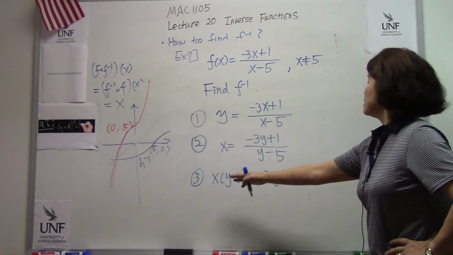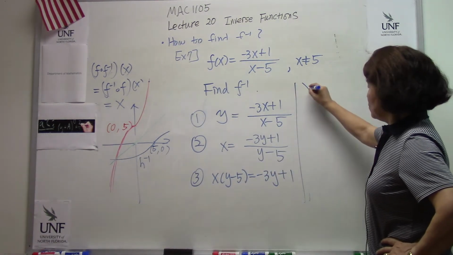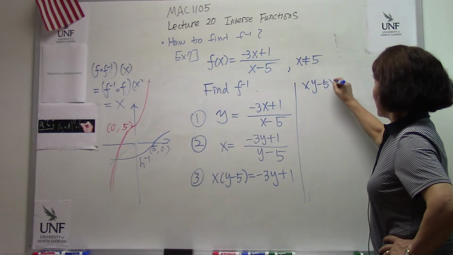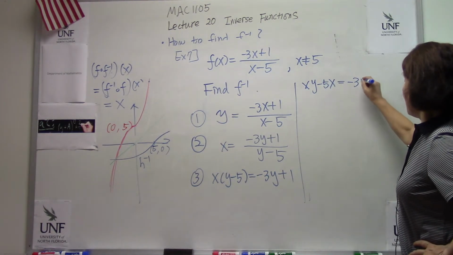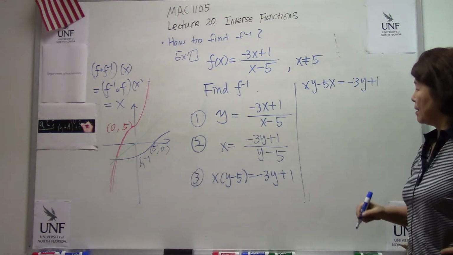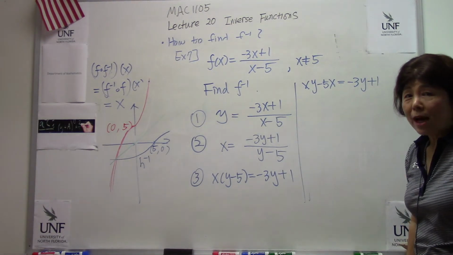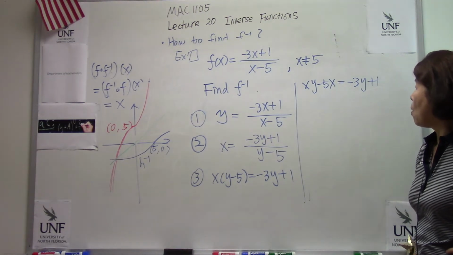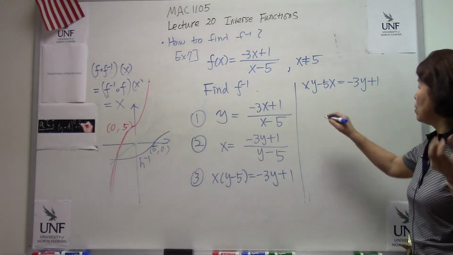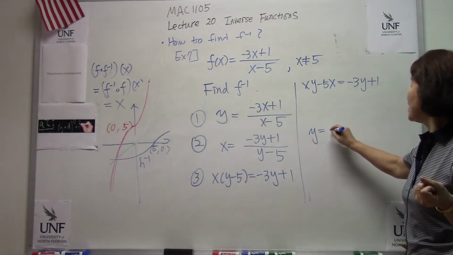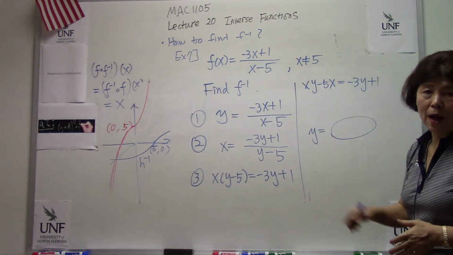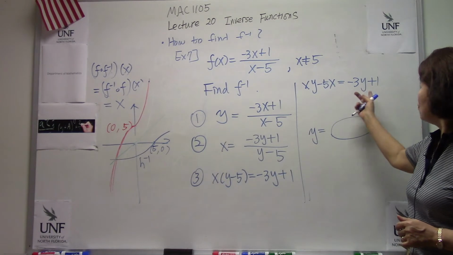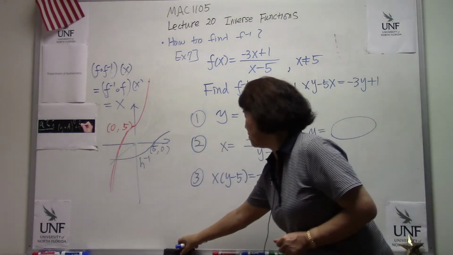Okay? So we have what? xy minus 5x equals minus 3y plus 1. Yes, what is our job? Stay focused. We need to solve for y. In other words, we want to have just one y and everything else is going to the opposite side. But there are two y's. So what do we have to do?